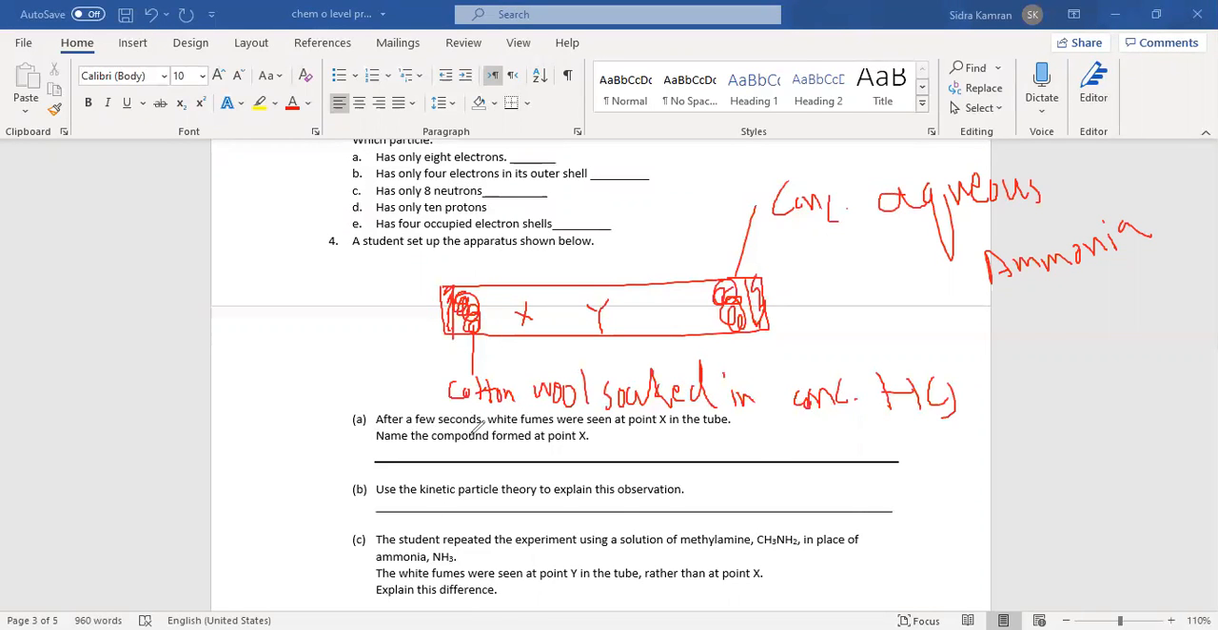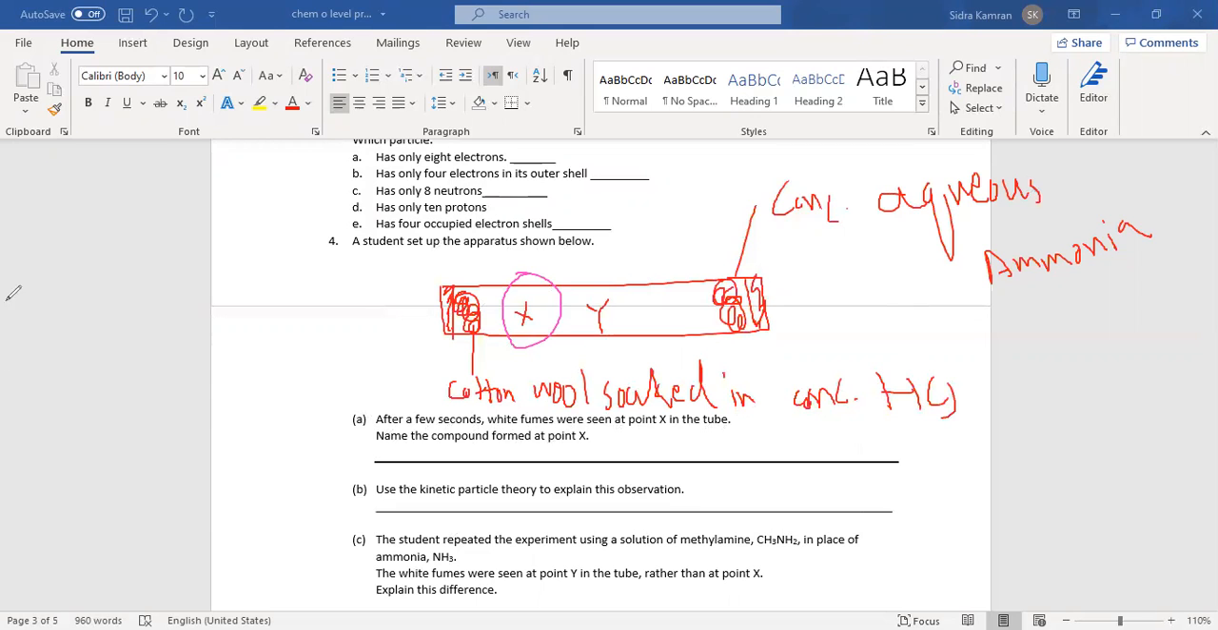After a few seconds, while we are setting up this apparatus, white fumes were seen at point X. This is the point X. So after a few seconds, white fumes were seen at point X in the tube. Name the compound formed at point X.